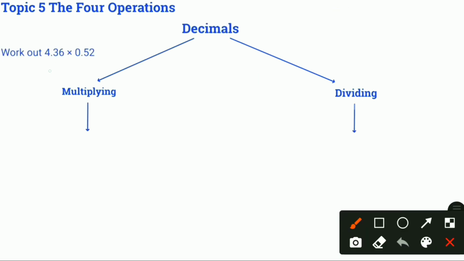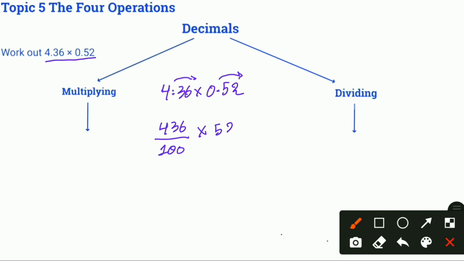Okay, integers done. So let's say that we have to work out 4.36 multiplied by 0.52. Okay, so what we're going to do, 4.36 multiplied by 0.52. We know that if the point goes this side, then it will come down to 436 upon 100. Multiply, if the point comes this side, then it's going to be 52 upon 100. Now 436 multiplied by 52.